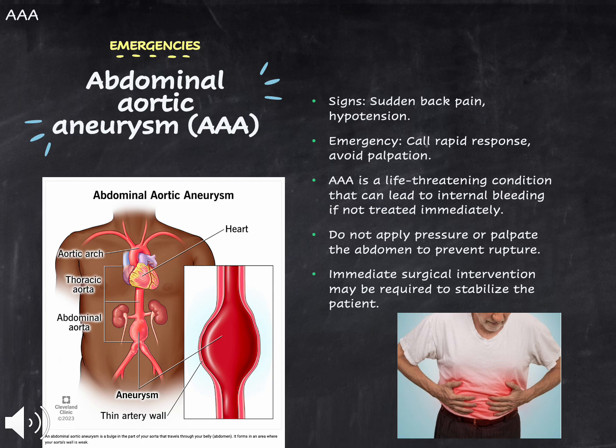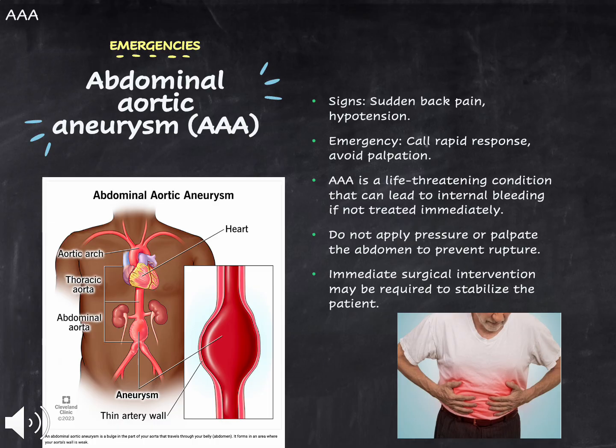Let's apply this to a scenario. A 70-year-old patient with a known 6-centimeter AAA suddenly reports intense back pain, looks pale and sweaty, and has a blood pressure of 80/50. That is a ruptured aneurysm until proven otherwise. Your immediate actions are to call a rapid response, keep the patient flat and still, start large bore IVs for fluids or blood products, administer oxygen, and prepare for emergency surgery. Every minute counts. Mortality increases dramatically with each passing minute of delay.